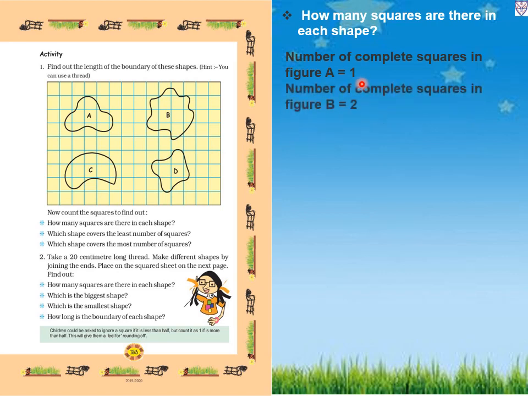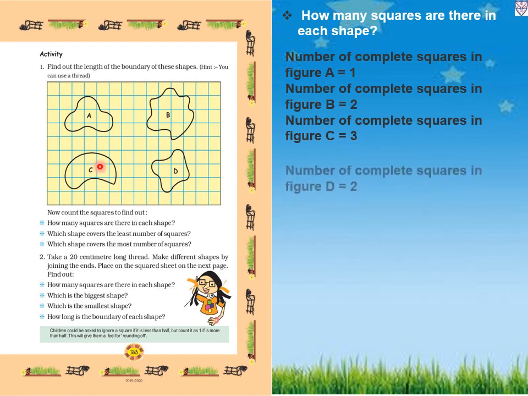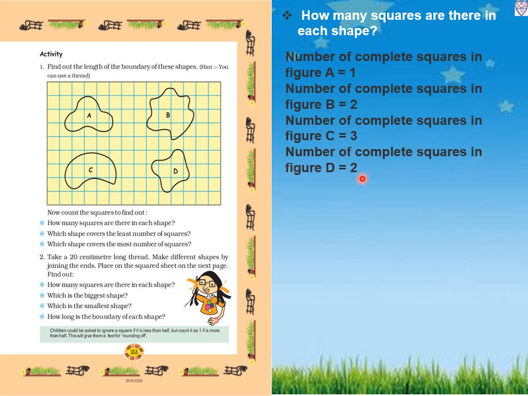In B, how many squares are there? That is 1 and 2, so a total of 2 squares are complete. Then in C, 1, 2, 3, so a total of 3 squares are complete in figure C. Now in D, that is 1 and 2, so the number of complete squares in figure D equals 2.